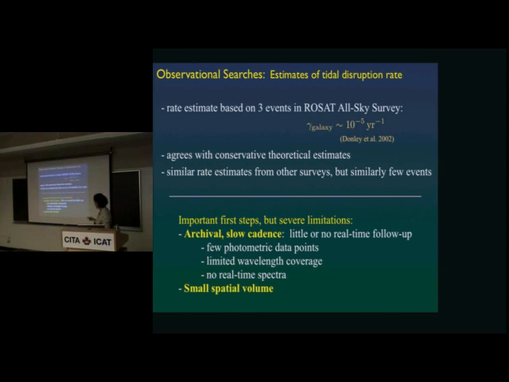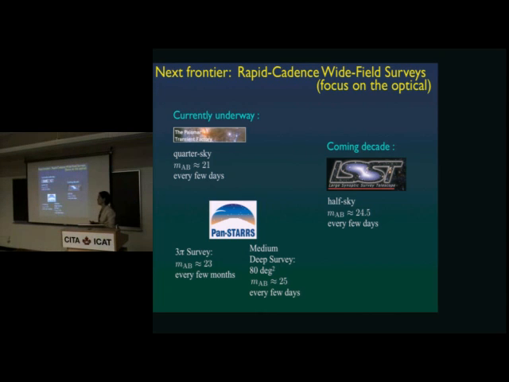Primarily, the searches are archival through slow cadence data, so there can be little or no real-time follow-up of these events, which means that there are only a few photometric data points, limited wavelength coverage, and no real-time spectra. And additionally, the searches probe only a small spatial volume, which leads them to find only a small number of candidate events.